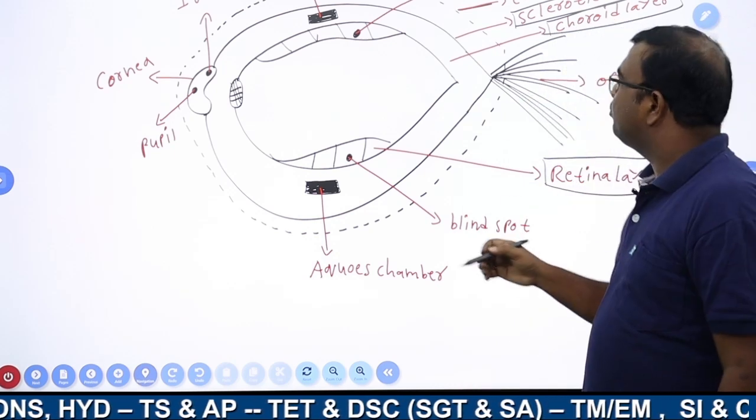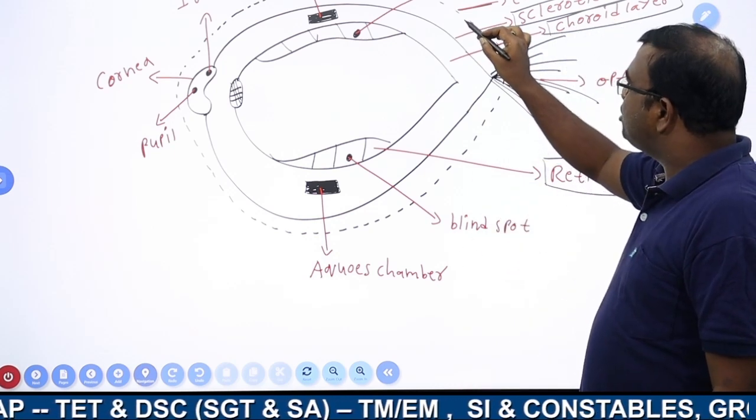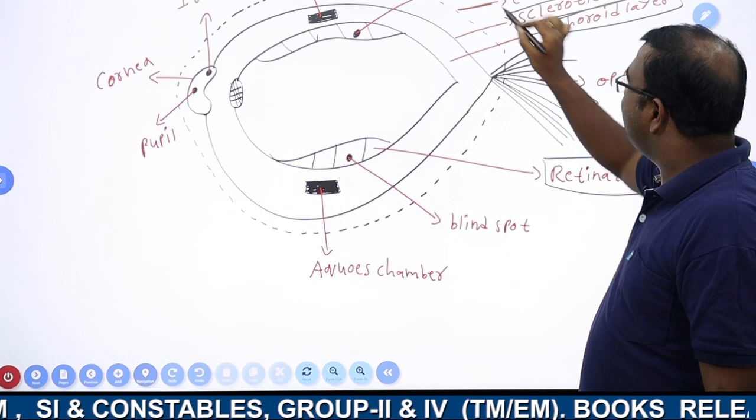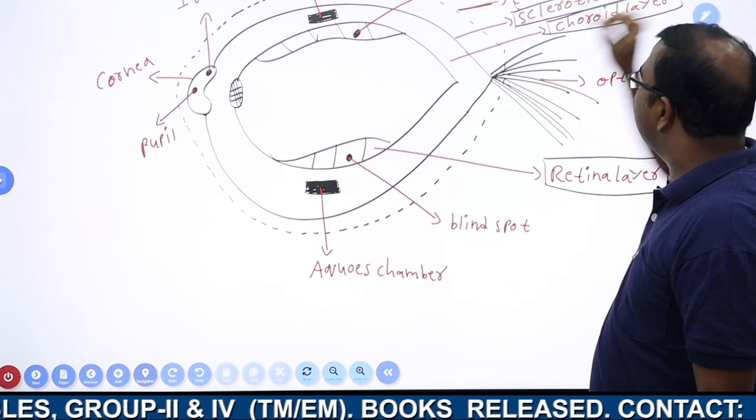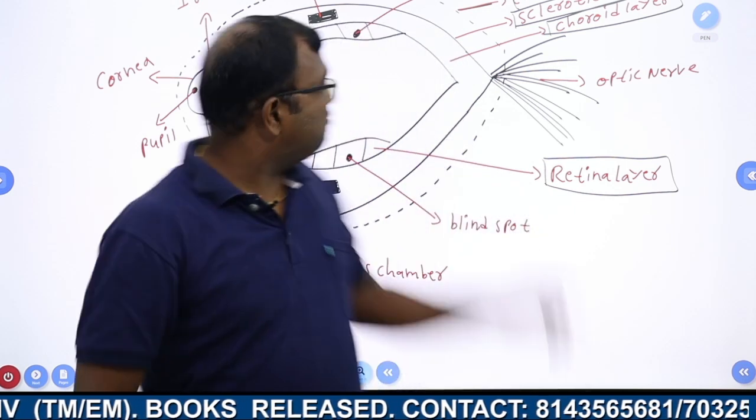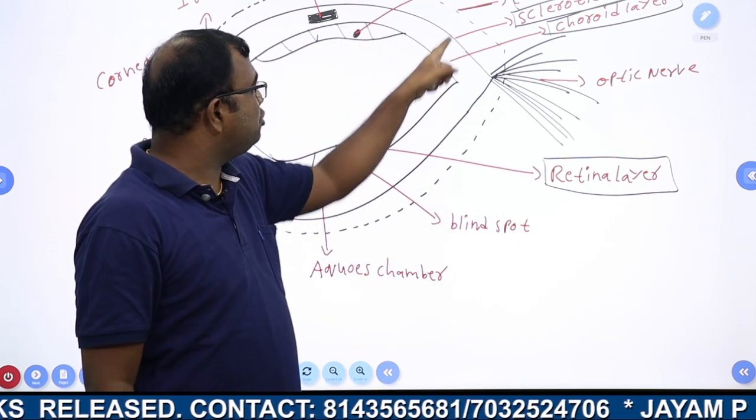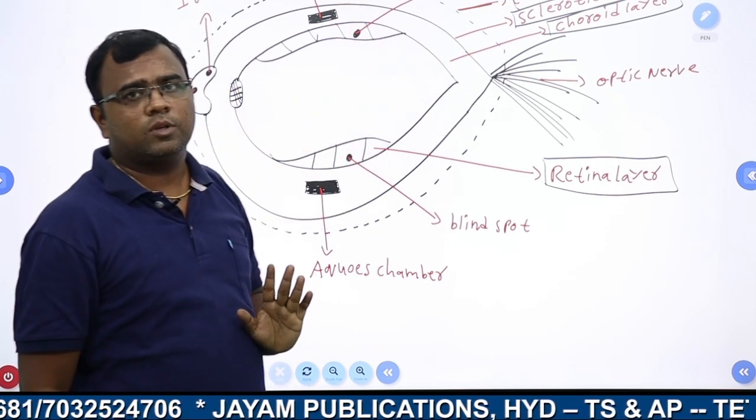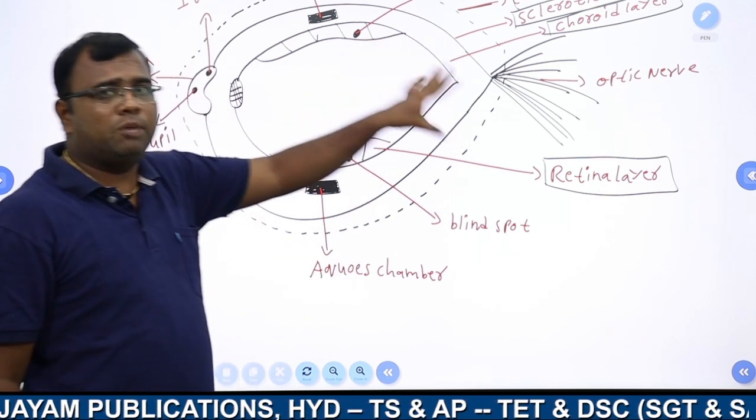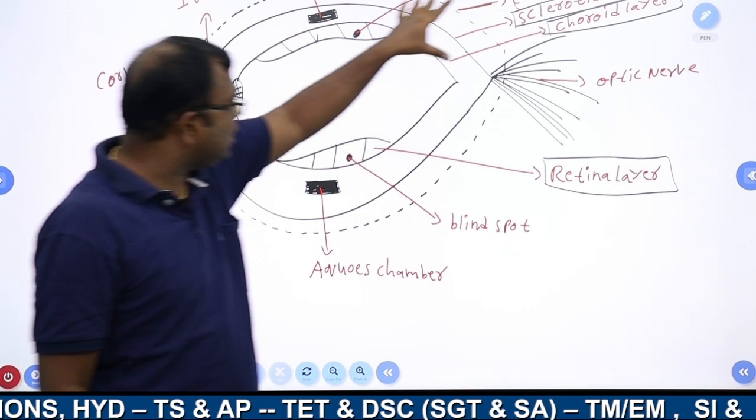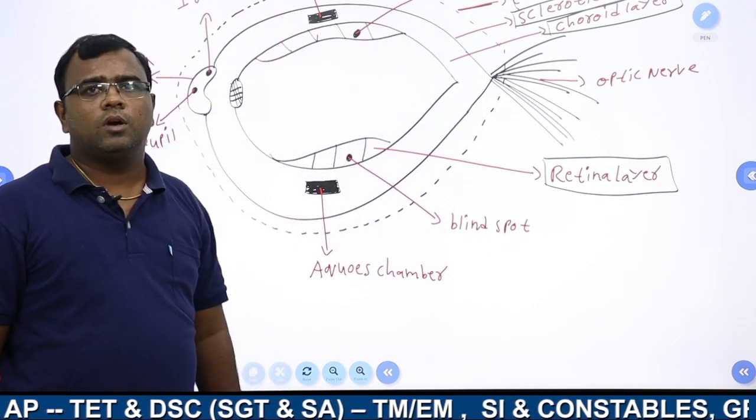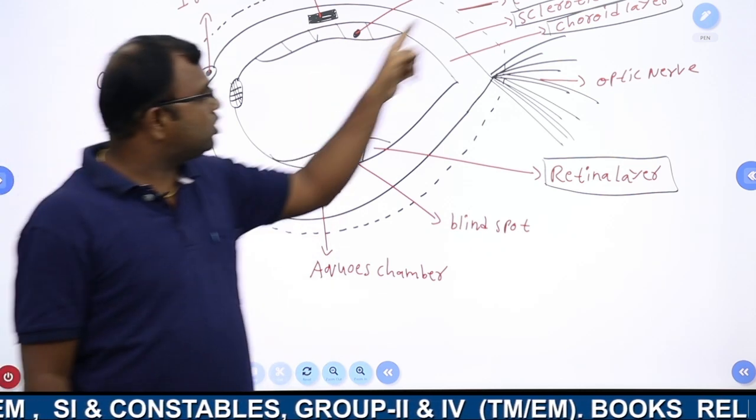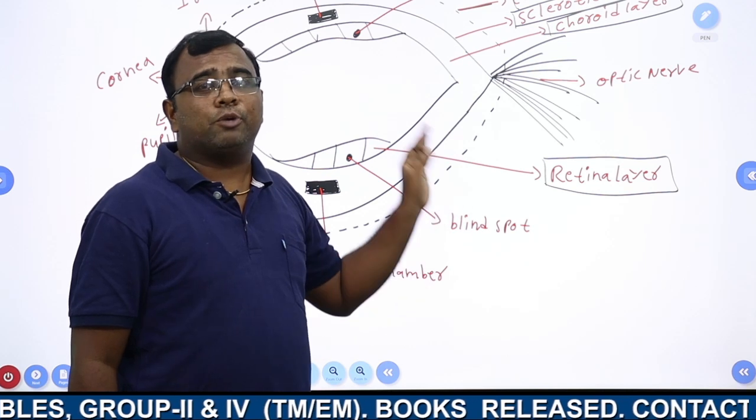Look at this picture. In the front portion of the eye, a thin layer is present, which is the conjunctival layer. The conjunctival layer covers the eye. What is the function of the conjunctival layer? It protects the eye.